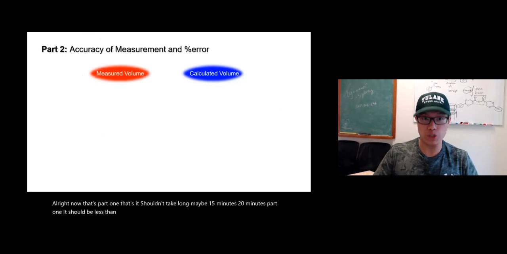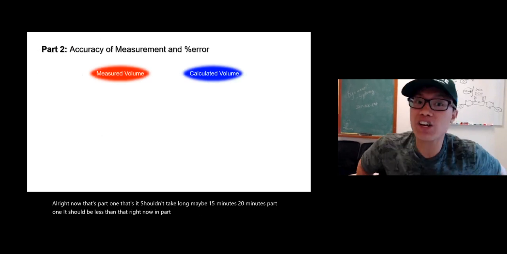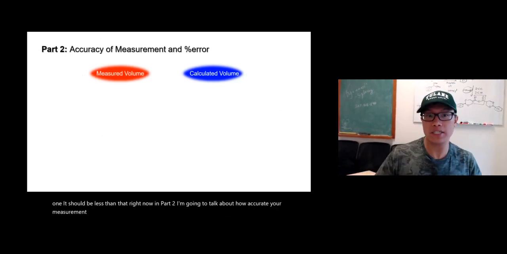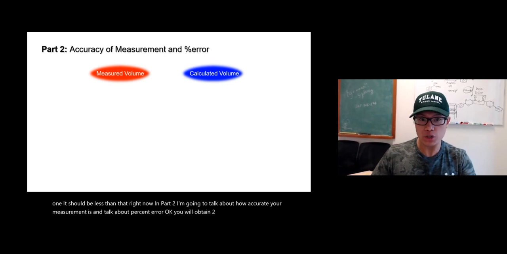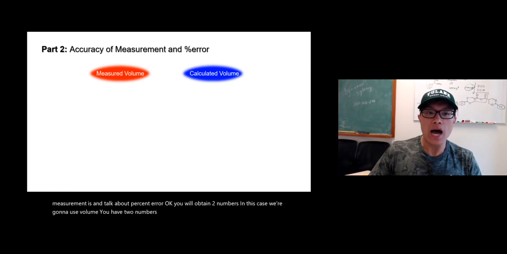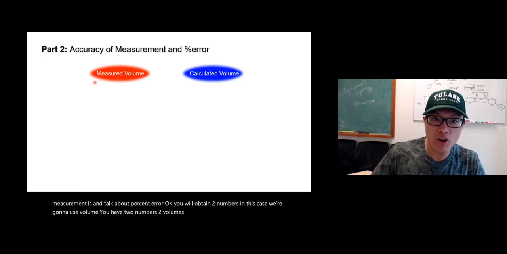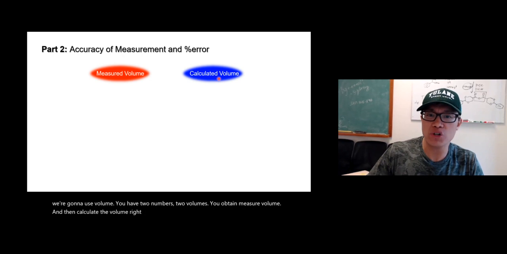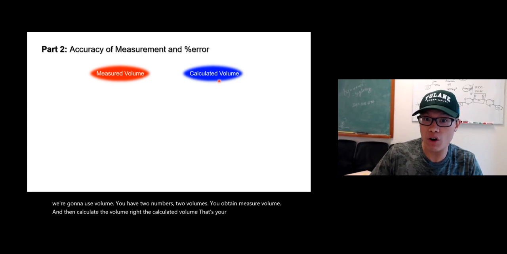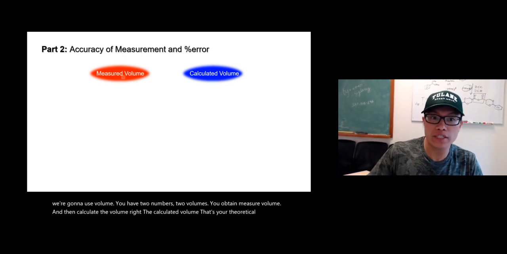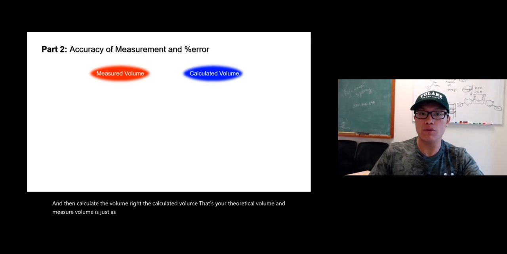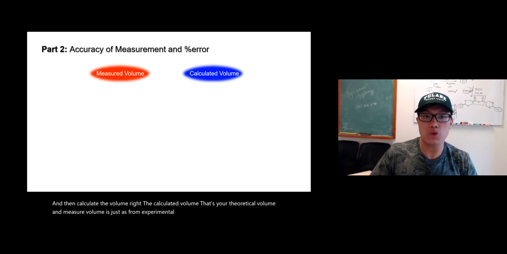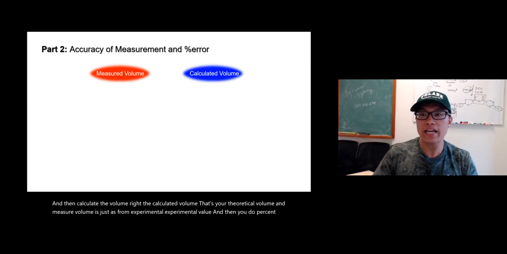Right. Now in part two, I'm going to talk about how accurate your measurement is and talk about percent error. Okay. You will obtain two numbers. In this case, we're going to use volume. Two volumes: you obtain a measured volume and then a calculated volume. The calculated volume is your theoretical volume, and the measured volume is from the experimental value, and then you do percent error off of them. Okay.